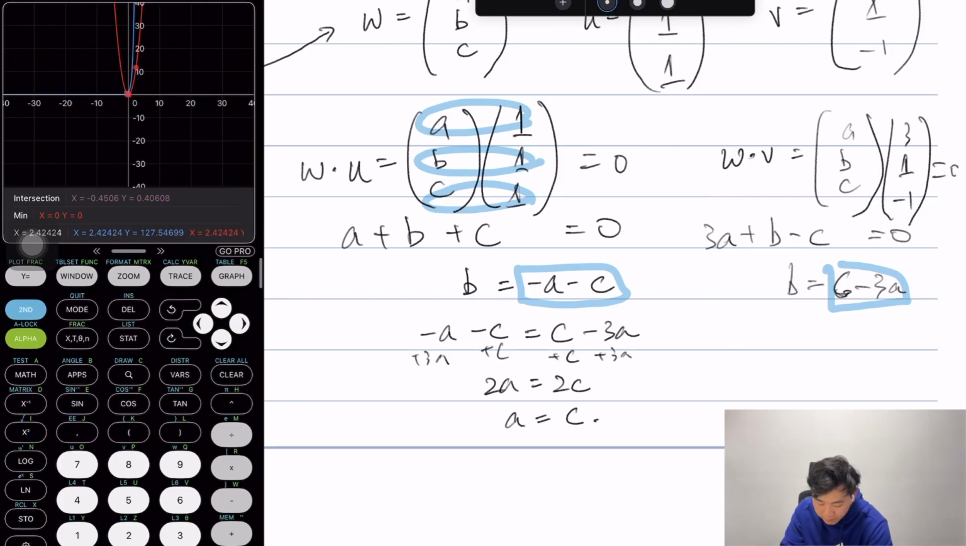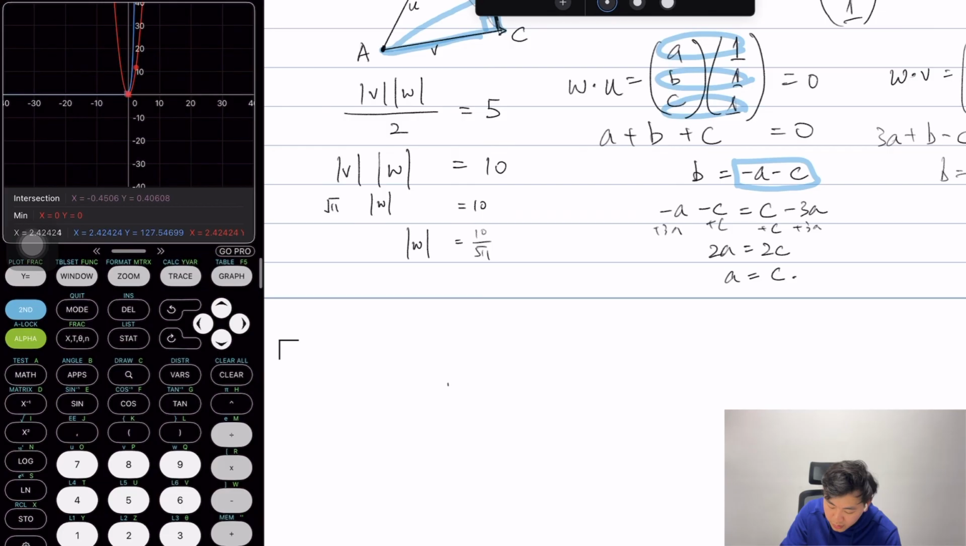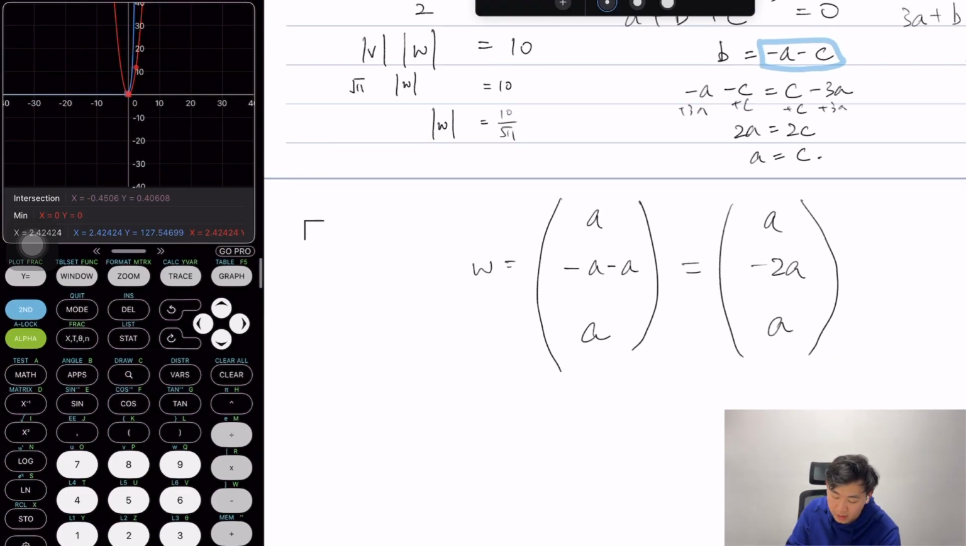Okay, so now the W vector, you can have A, and the middle is B, right? What is the middle B? The B is equal to -A minus C, and you know that A is also C, so you can replace the bottom C with A. So which is equal to A, -2A, A, like this, okay? And we can make use of this together with the distance to calculate what A is, and therefore you can figure out the answer.